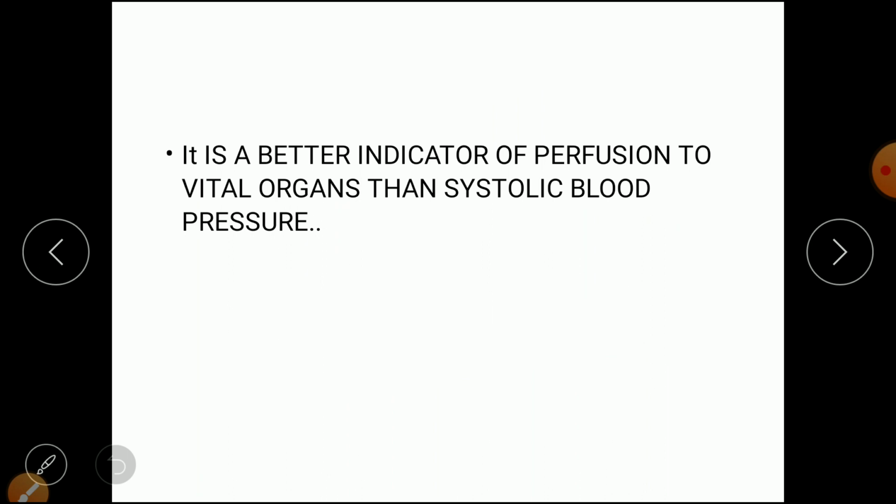How is it necessary to calculate? It is a better indicator of perfusion to vital organs than the systolic blood pressure. So by getting the mean arterial pressure value, we can see the perfusion to the vital organs. So it is a better indicator for that.